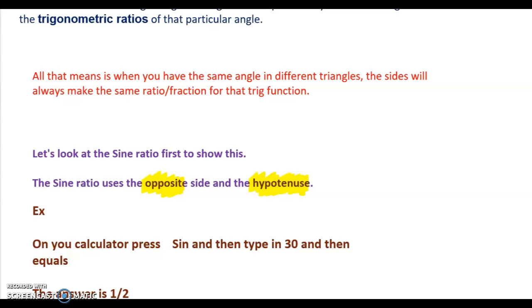Now, if you're using a phone, you'll have to turn it sideways, and most phones work the opposite way. You would type 30 first and then press sin. Okay, and I'll keep reminding you that, but you should get half again. So type 30, then the sin button, and your answer should come up to a half.